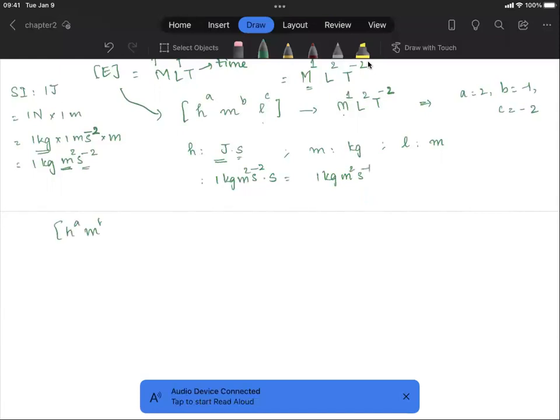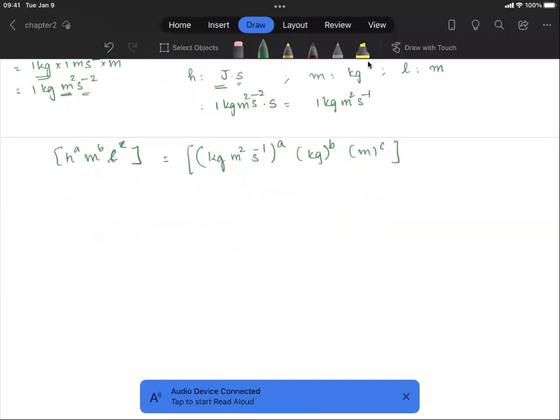So now if I were to write the dimensions of h to the power a, m to the power b, l to the power c, it would be kg meter square per second to the power a, kg to the power b, meter to the power c. Now, the dimensions of this will give me, this is the unit of mass, right? So mass to the power a, length to the power 2a, time to the power -a, and mass to the power b, and length to the power c.